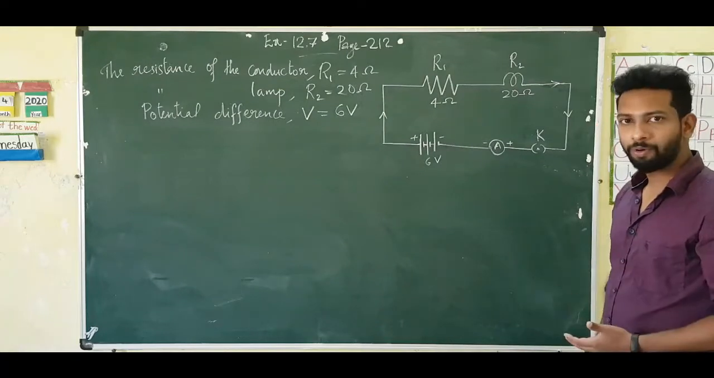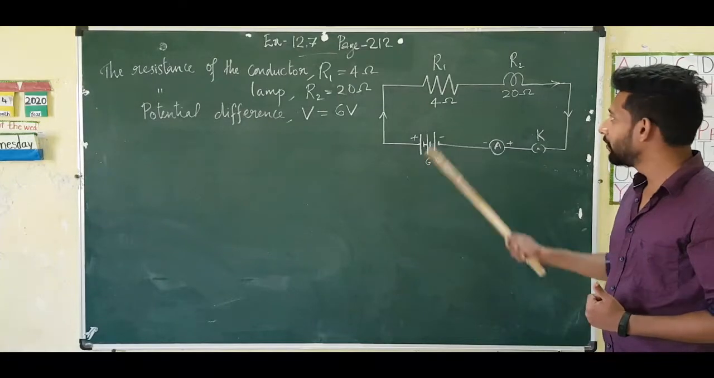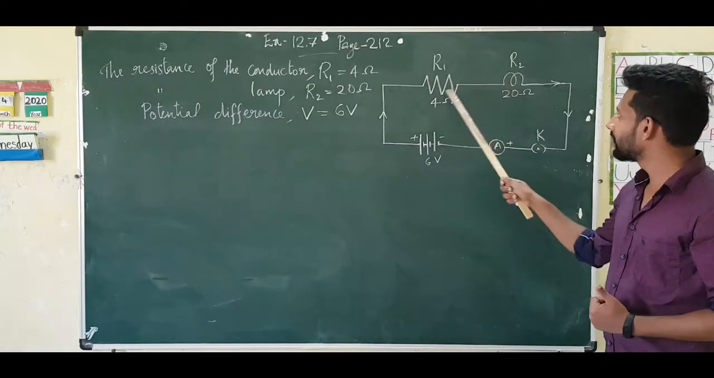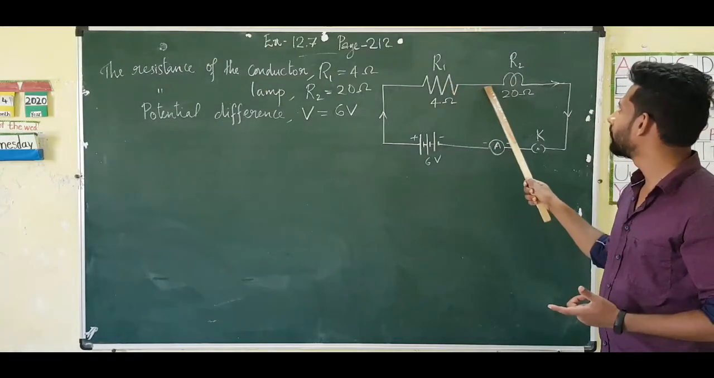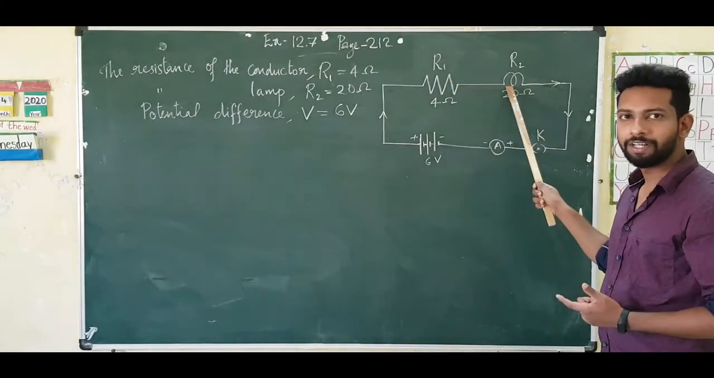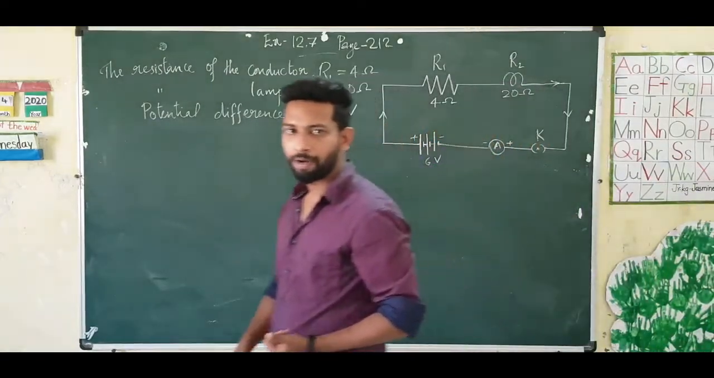Before solving the problem, the first question is to find the total resistance of the circuit. Here you can see that these two resistors are connected in series. That is, one end of the conductor is connected to one end of the bulb. Isn't it? So just remember the equation. Now we can move to the solving part.